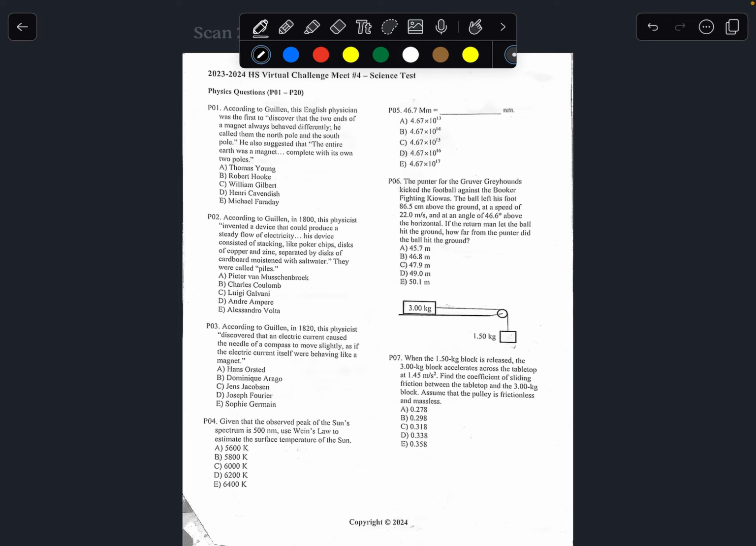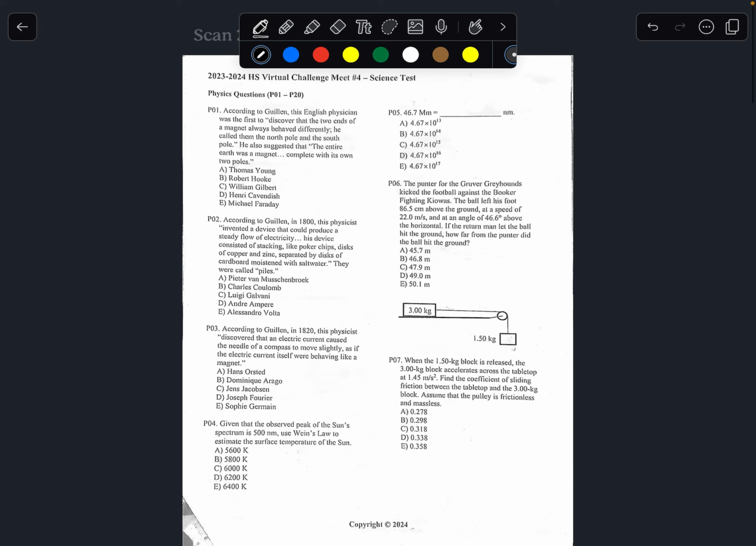So I'll be going over all 20 questions on this section, and before I get started, I would like for you all to try this test, try all 20 questions on your own to get a feel for the test, and to make sure you know which questions you're struggling with and which questions you don't need help with.